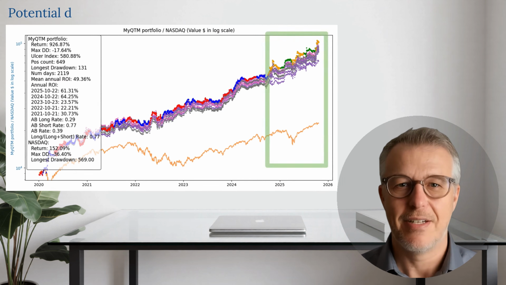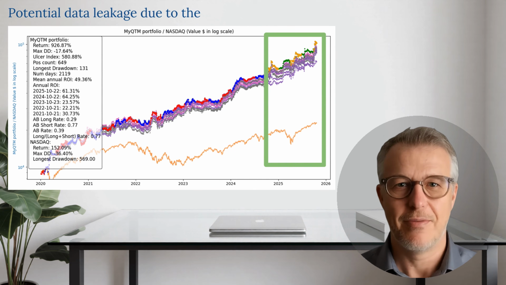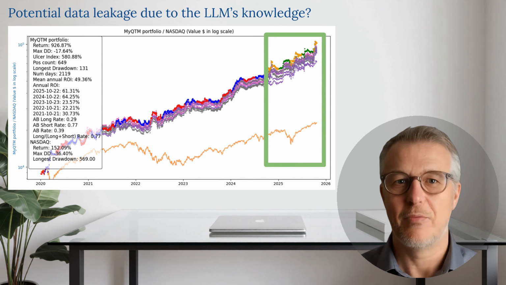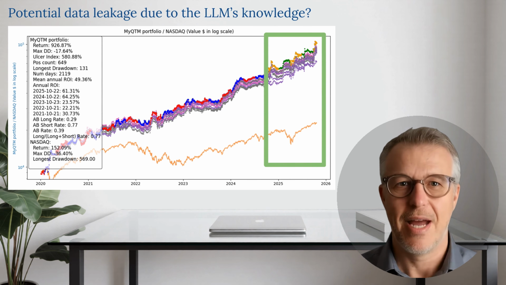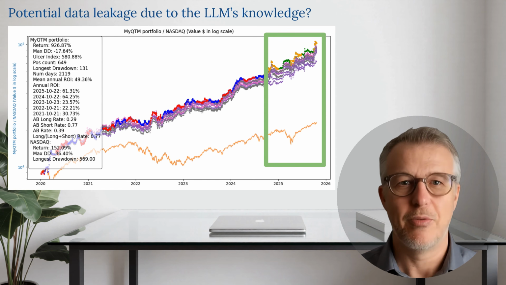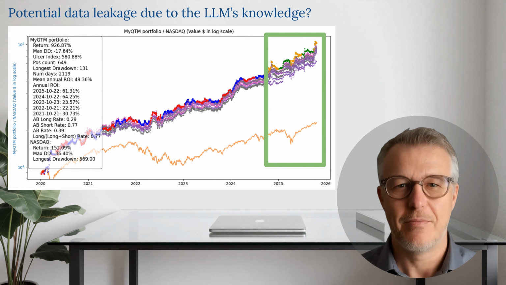Of course, the main concern with this approach is potential data leakage due to the LLM's knowledge. However, as we'll see, we didn't find any formal evidence of bias. First, sentiment features are not among the top predictors in the model's feature importance ranking. The LLM's knowledge cutoff is set to June 2024. After that date, we don't observe any significant drop in performance.